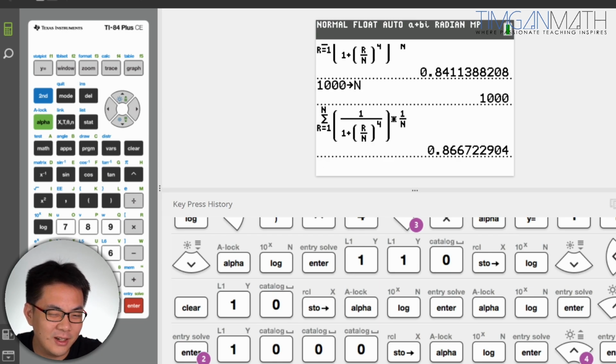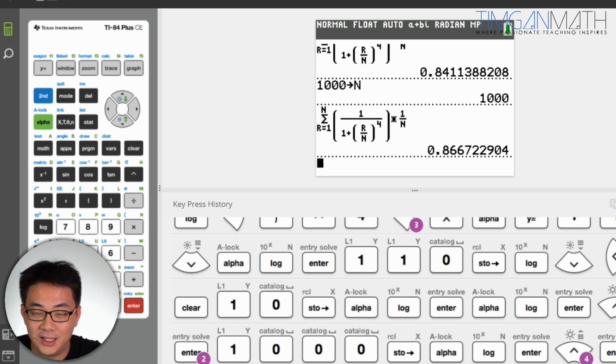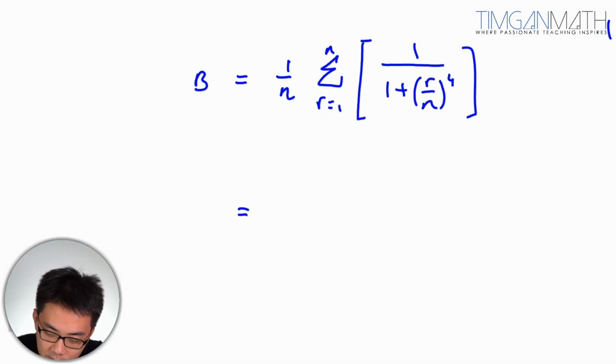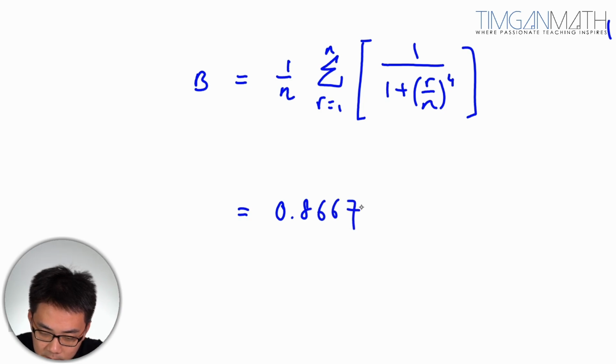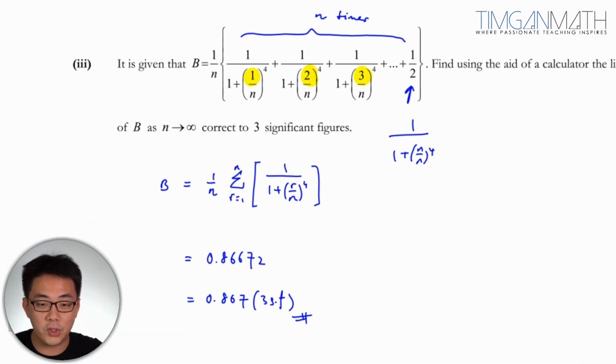In the exam you just key it in and wait for it, because the calculator needs to keep computing it and it's going to take a while. So I think this is a pretty close answer here. This is from GC, 0.8667. Therefore from GC, the answer is 0.867 to 3 significant figures. So this is how to do this question proficiently.